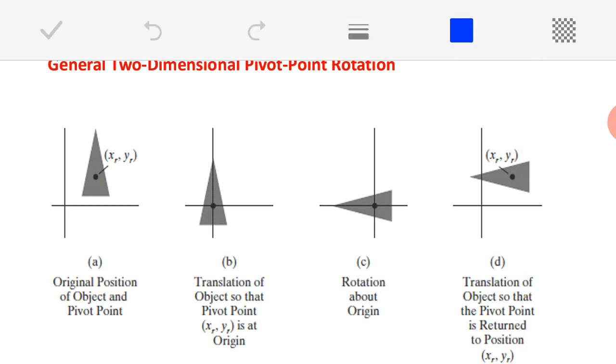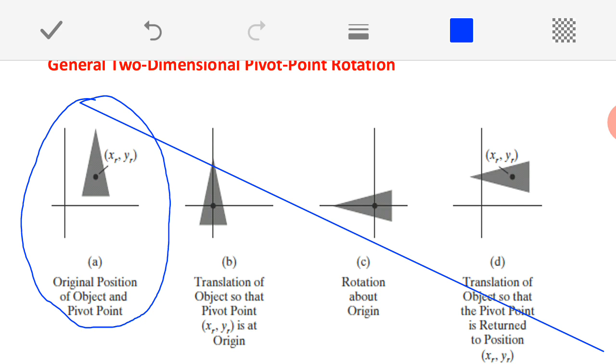The title indicates that we are going to perform two-dimensional rotation. I told you that rotation is always done with respect to the origin, but here I want to perform the rotation with respect to a point other than the origin. For example, here is a triangle, and I do not want to rotate it about the origin. I want to rotate this triangle with respect to its center. That point is called xr comma yr.